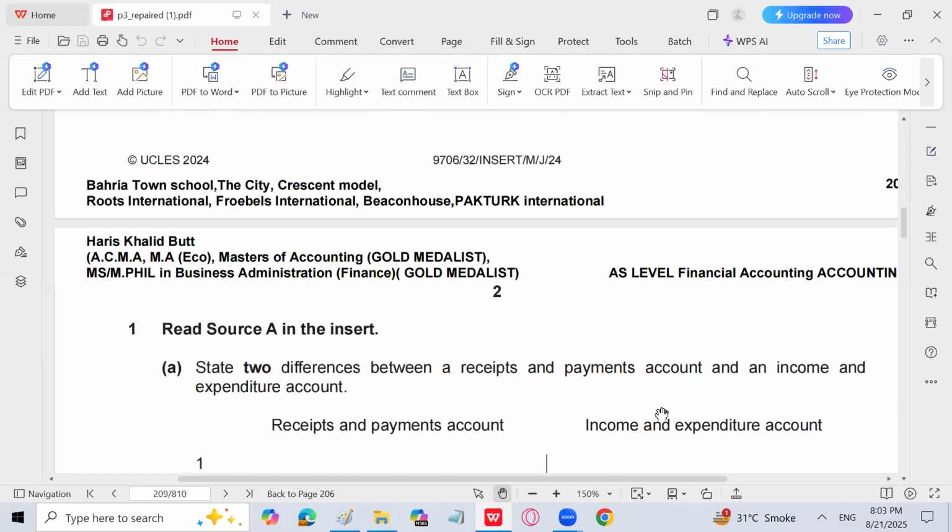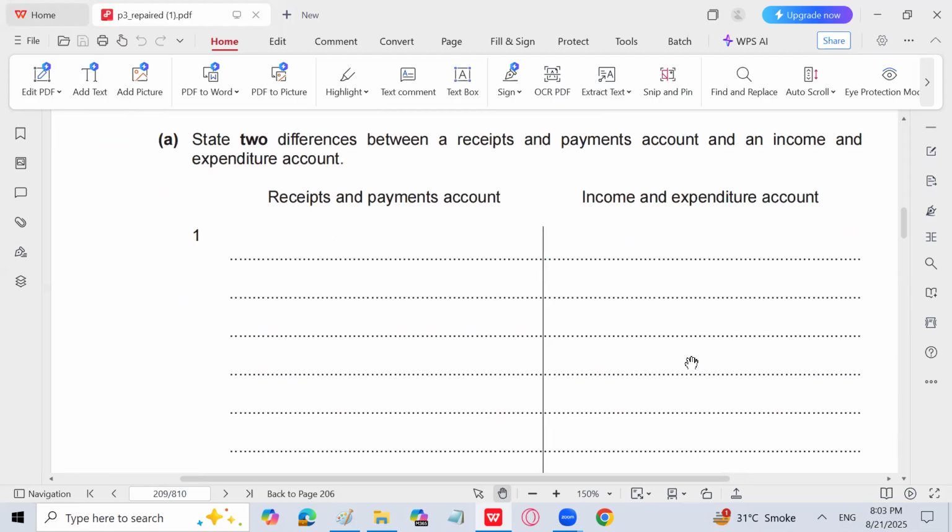May/June 2024, question 32. State two differences between a receipt and payment account and an income and expenditure account. So a receipt and payment account is basically prepared to find the closing balance of cash or bank. Income and expenditure account is prepared to find surplus or deficit. Receipt and payment account is based on cash basis of accounting. Income and expenditure account is based on accrual basis of accounting.